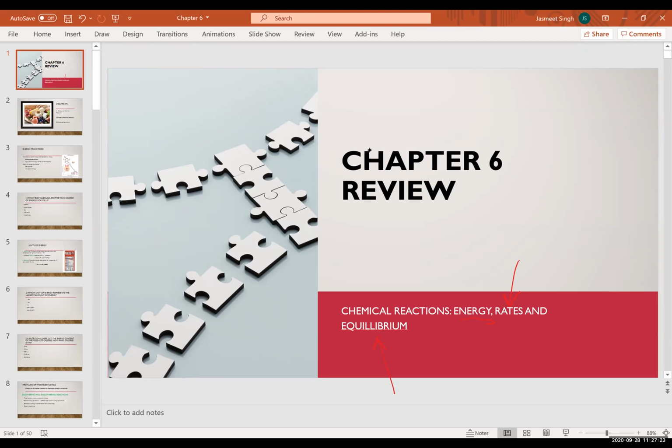in those reactions which are reversible in nature. Reversible in nature means that if A plus B gives us AB, then AB can also give us back A plus B. So that would be a reversible reaction. So we'll discuss equilibrium also. These three topics will be covered today.